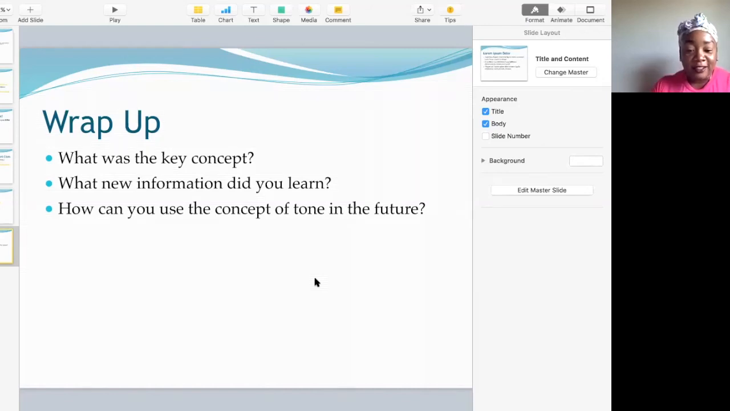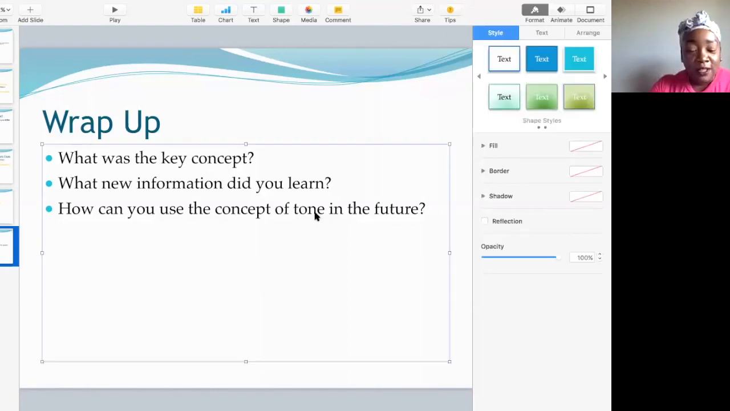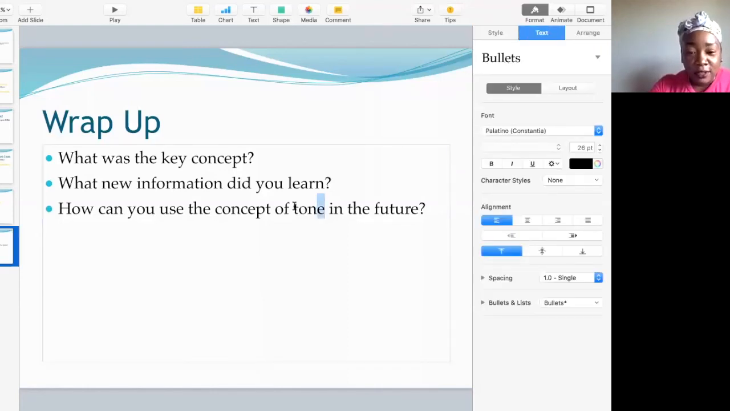Excellent. All right, our final wrap-up question. How can you use this concept? This is supposed to be of context clues. All right, how can you use this concept of context clues in the future? How can you use this in the future? This topic, how is this topic going to be meaningful to you in the future in your language classes and literature classes? How can you use this concept?